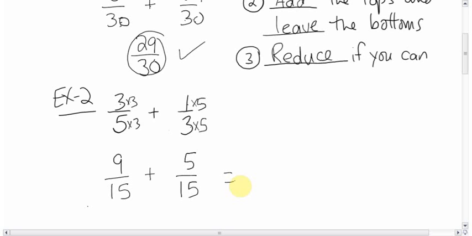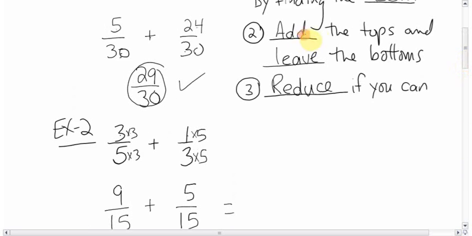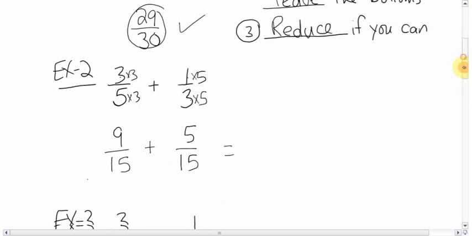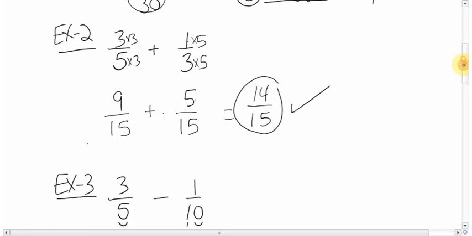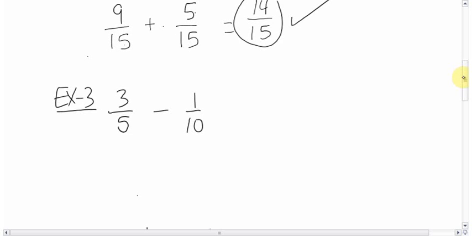And now, like that second rule said, add the tops, leave the bottoms. 9 plus 5, 14. And the bottom we leave the same, 15. I know some of you are tempted to add these two together. Don't. Do not touch the denominators. Reduce if you can. Can't. 14 over 15 is as low as it goes. That's done. Next, subtraction. What is a common denominator between 5 and 10?